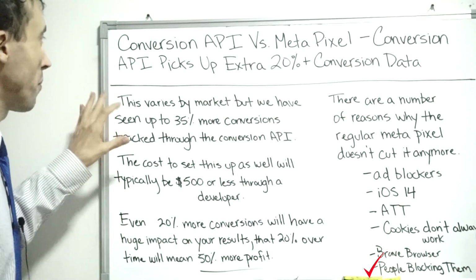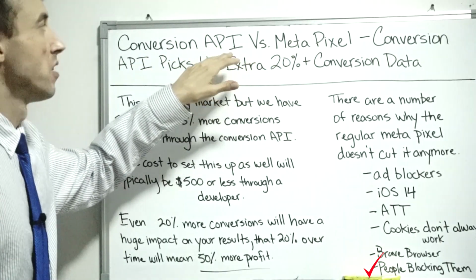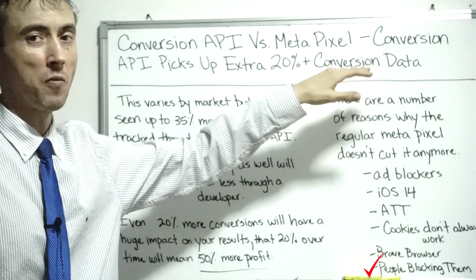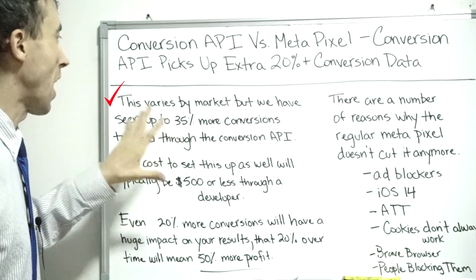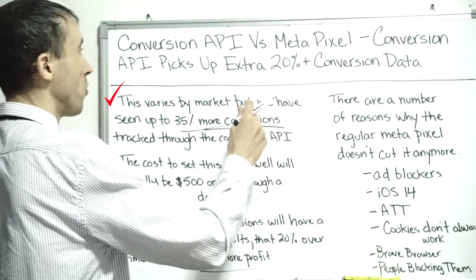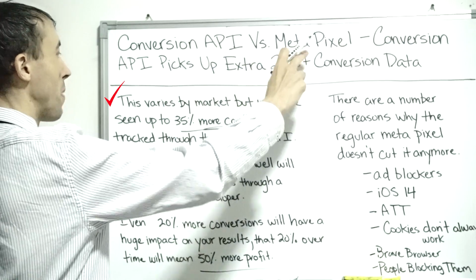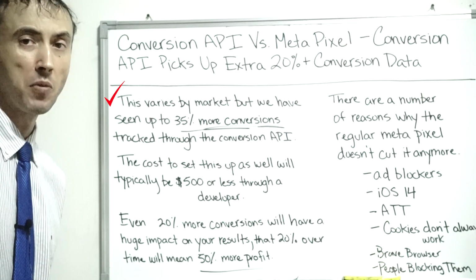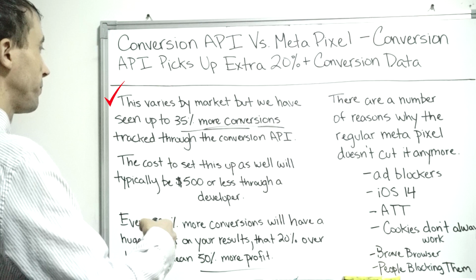The amount that the conversion API is going to pick up for you, in addition to the conversion data that the Metapixel is picking up for you right now, if you're only using Metapixel to track conversions, will vary by market. However, we've seen up to 35% more conversions picked up when you're using the combination of the two, the conversion API with the Metapixel, which is why Facebook's pushing it so much. If you talk to a Facebook ad rep, they're constantly telling you to do it. In general, they're telling you to do it a lot.